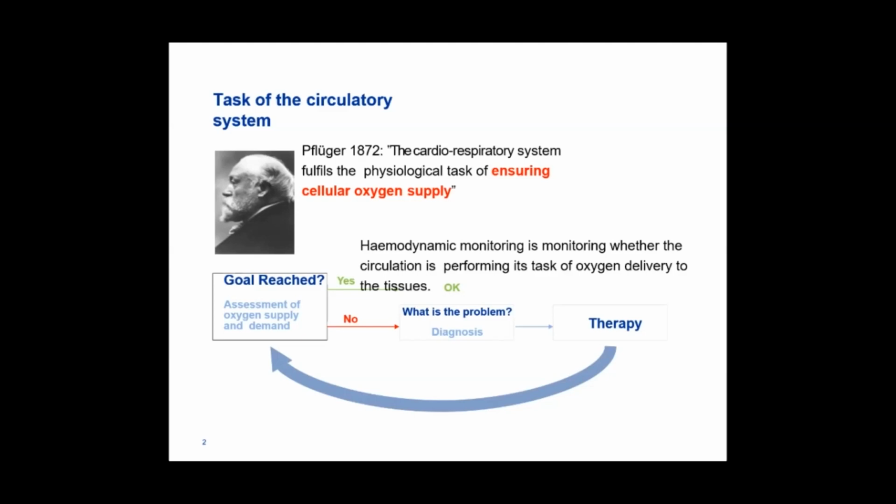And as you see in these three steps, assess the oxygen supply and demand ratio. If it's adequate, fine. If it's not adequate, what is the problem? What is the diagnosis of the problem? Then go to the appropriate therapy, and then again check whether the goal is reached or not.